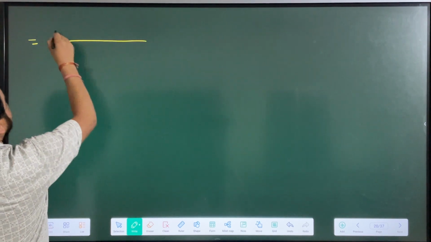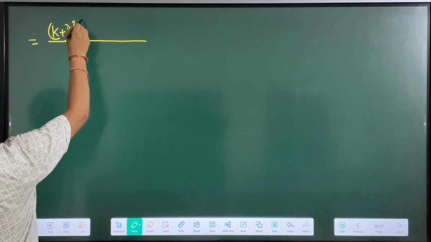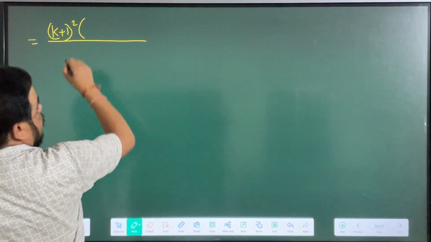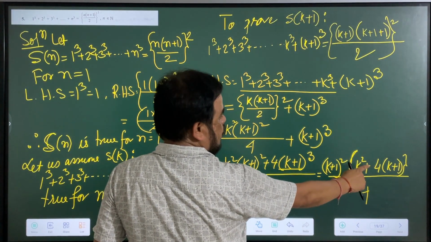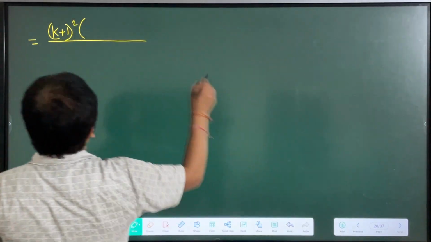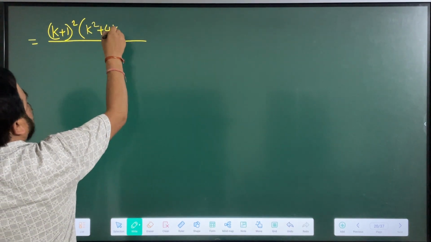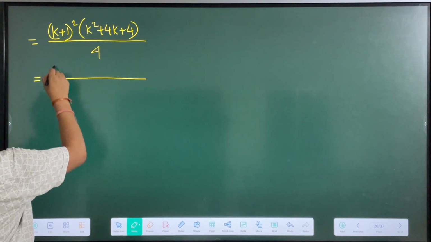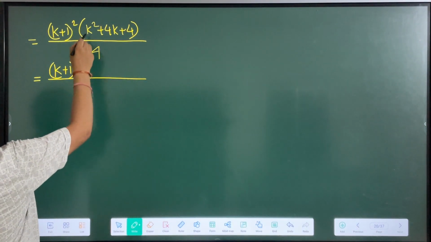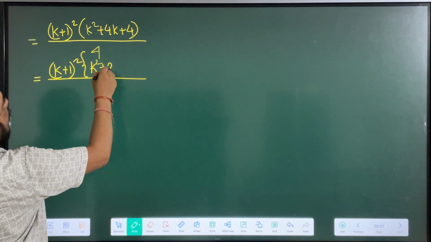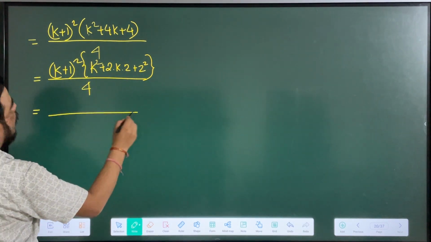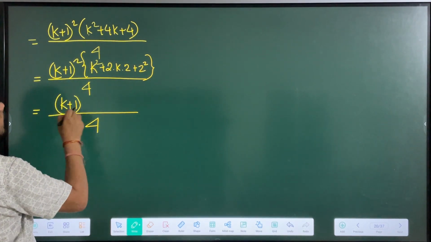What is left? (k plus 1) whole square times (k square plus 4k plus 4) by 4. Look here, (k plus 1) whole square. This one we can write this way: k square plus 2 dot k dot 2 plus 2 square, by 4.